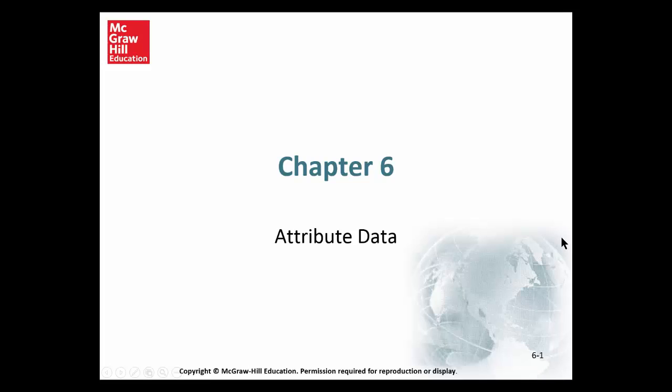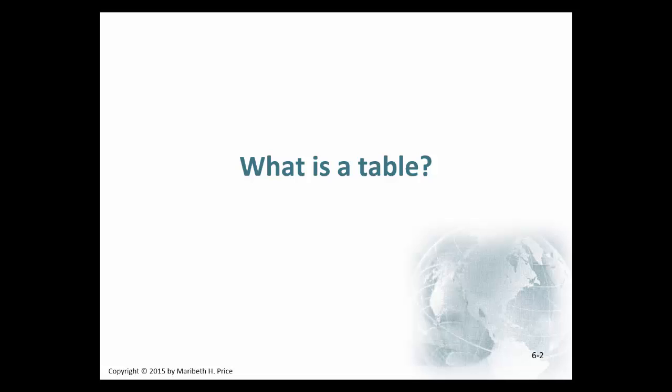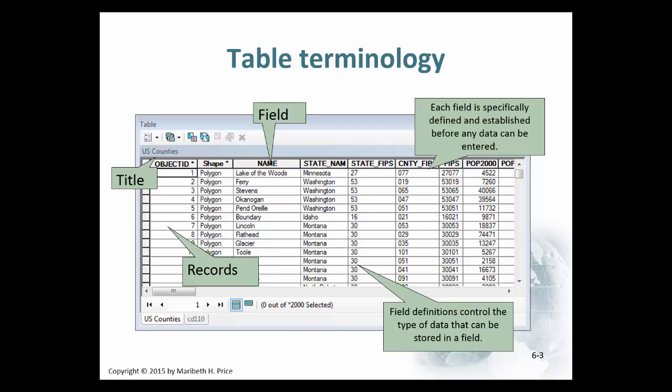Chapter 6 deals with attribute data. In this chapter, we should answer the question, what is a table? You can recognize a table by understanding the structure. A table is made up of fields which are shown as columns and records that are shown as rows.